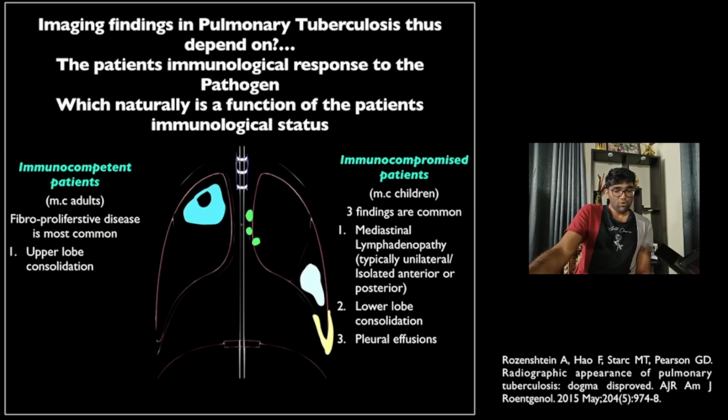So this presents with upper lobe consolidation with cavitation within the upper lobe. Now importantly, the size of the lesion does not correlate with risk of cavitation. Very small lesions can undergo cavitation. And there is secondary surrounding fibrosis.